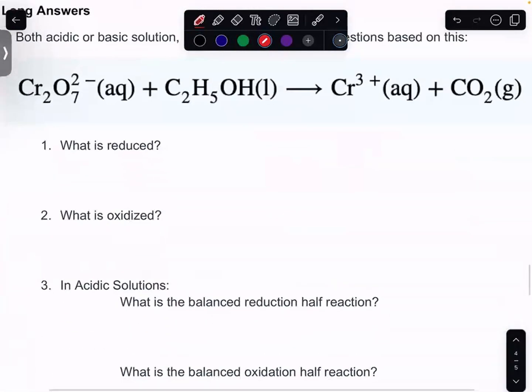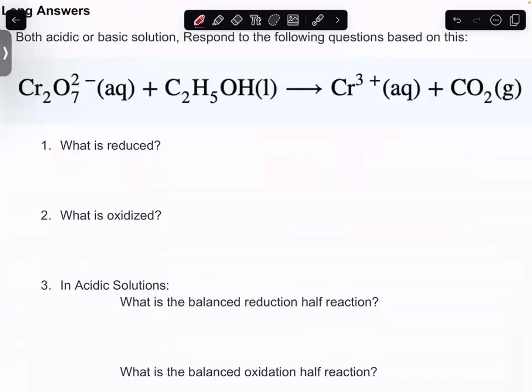All right, time for some real equations. Respond to the questions based on both acidic or basic solutions. Now, here's the deal. I am going to give you the full answer for the basic one, even though it does not exist, because once again, this is vinegar and acid, but we can still solve it. I'm still going to solve it just to demonstrate it. So for this reaction, we're going to start off with what is reduced and what is oxidized. We can kind of answer both of those at the same time.